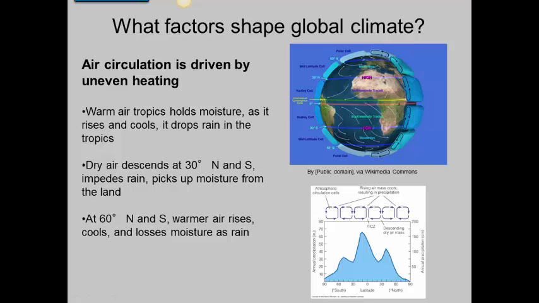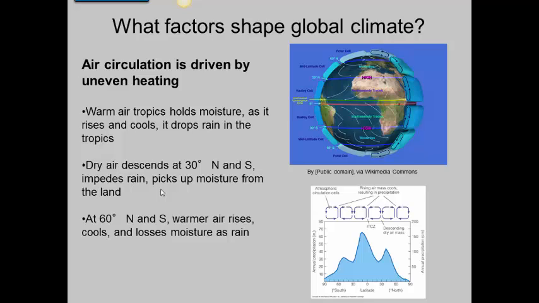Okay, so we've got warm air masses rising in the tropics. As they rise, they cool and they drop a lot of precipitation in the tropics. So now we have a dry air mass that's just lost its precipitation, and that's going to eventually start to descend because it's cold now and it's more dense. So we have dry air masses descending at 30 degrees north and 30 degrees south latitude. This type of atmospheric condition impedes rain, impedes the processes that we just talked about that happen at the equator.